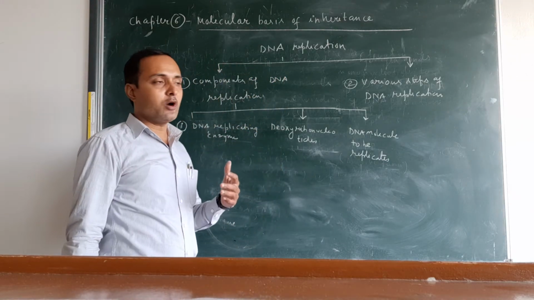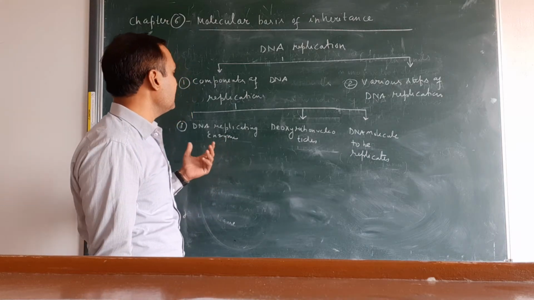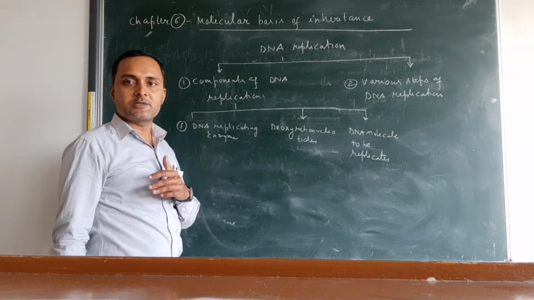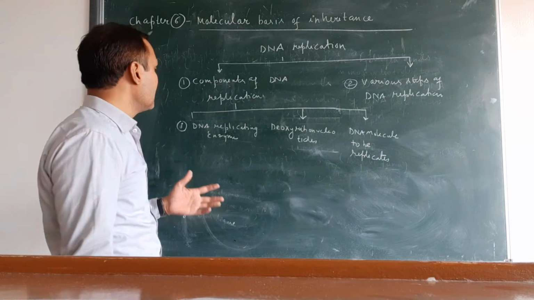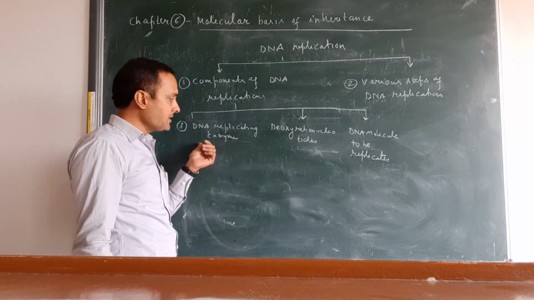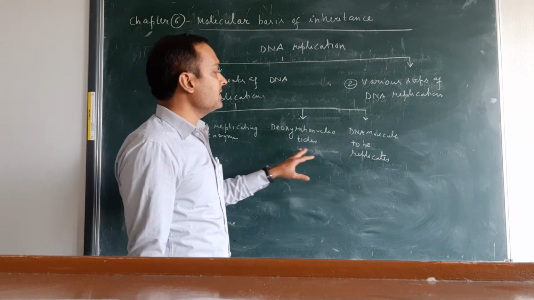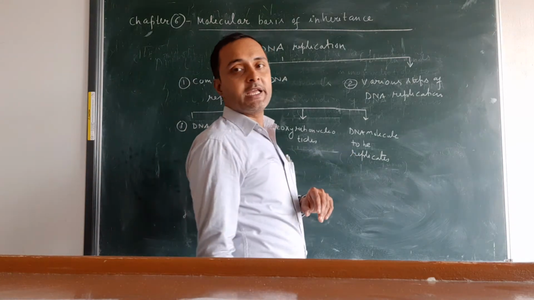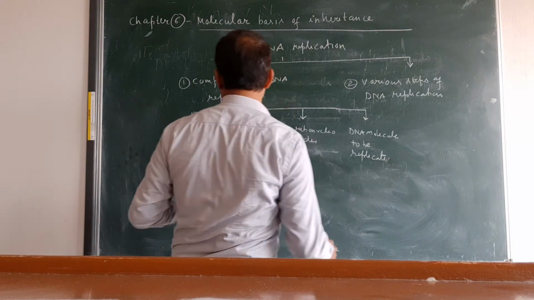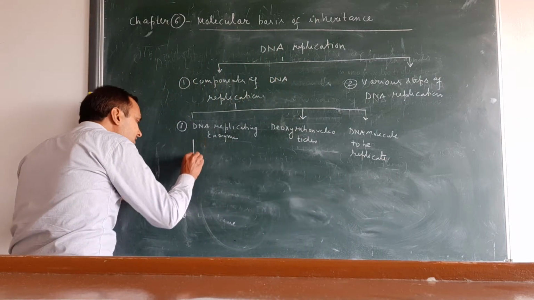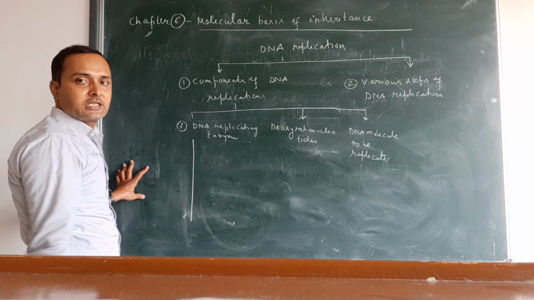How many materials are required in total? There are three things required for DNA replication. The first is the DNA replicating enzymes. The second is the deoxyribonucleotides. And the third is the DNA molecule to be replicated. There are several enzymes required for DNA replication.